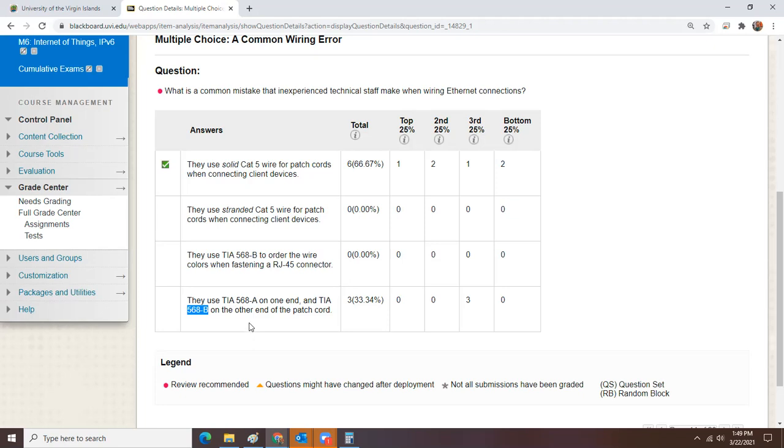So I guess that could be a mistake, but that wouldn't keep you from communicating, because most network equipment nowadays does something called auto sensing. So it can tell whether or not you're connecting equipment to equipment or network equipment to clients. One of the biggest mistakes they make is that they use solid Cat5 cable for patch cords when connecting client devices. Client devices move around.